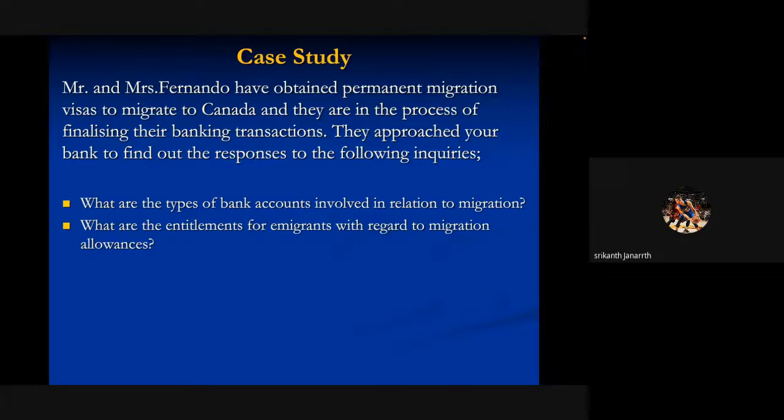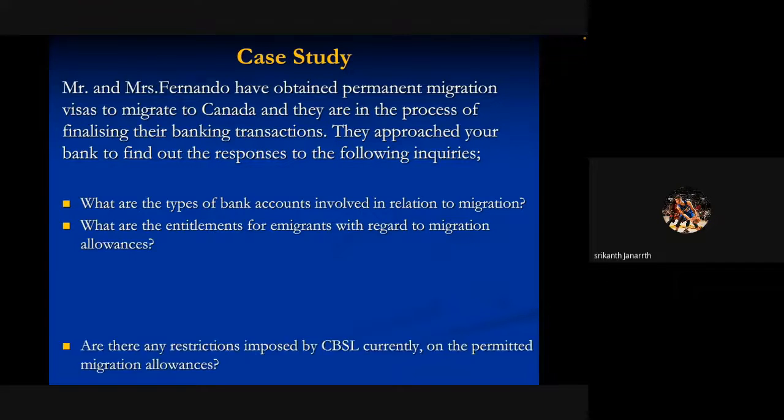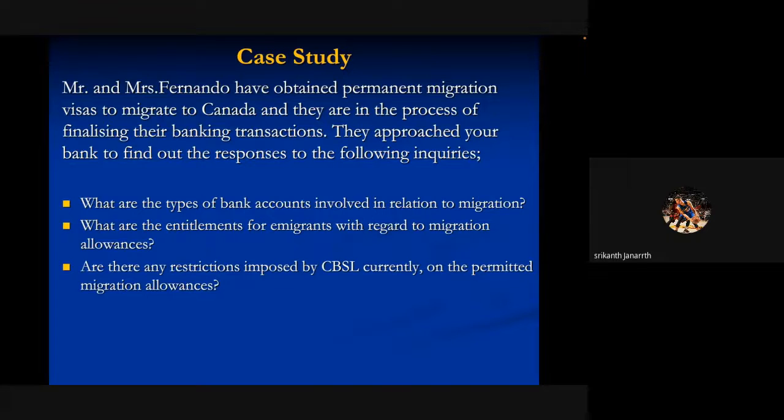Then, if you want, you can also say what are the entitlements of an immigrant with regard to migration allowance. So you can say temporary resident visa, $30,000 or equivalent. Those are the three you learned, right?